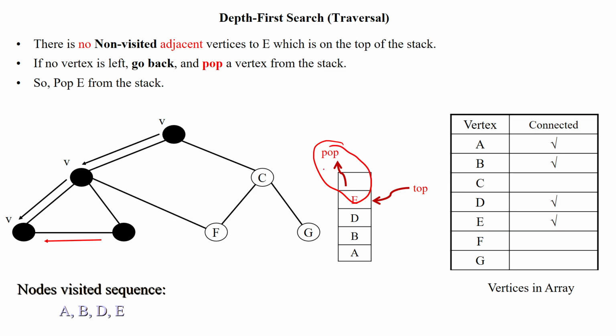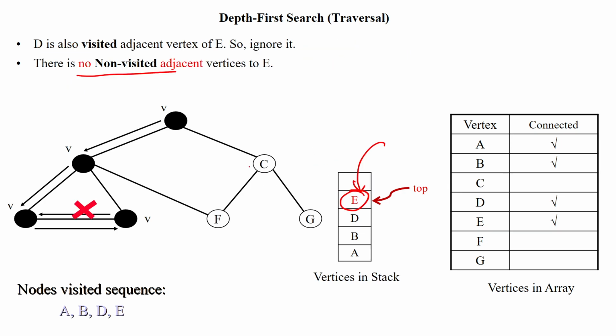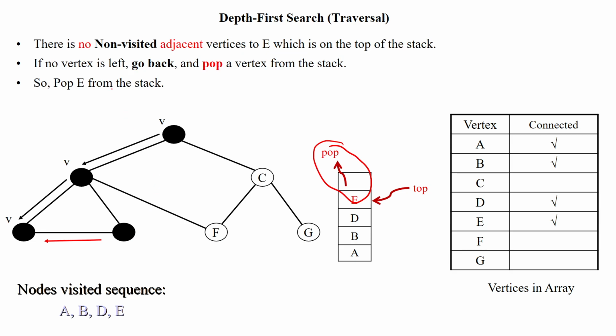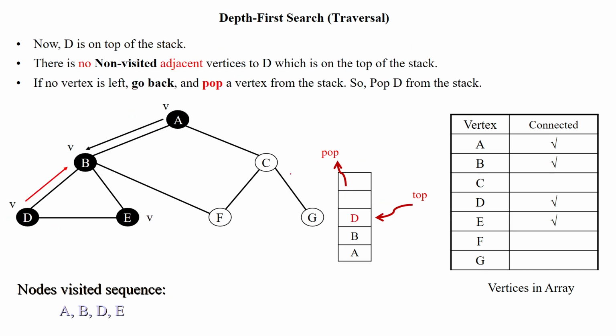We have to pop this E from the top of the stack, because as per the procedure, E does not have any unvisited adjacent nodes. B is already visited, D is also already visited, so we cannot move from here. So we have to go back and pop the vertex from the stack. So we are popping E from the stack.